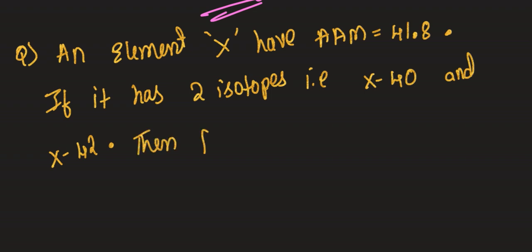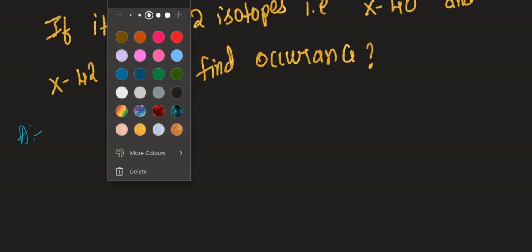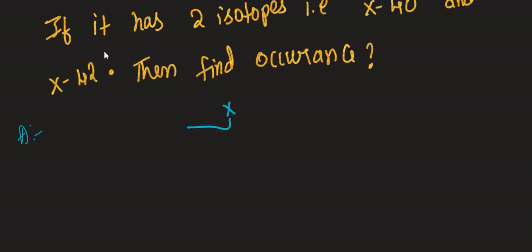Then find the occurrence. Occurrence, or you can say abundance, both are the same. Let me give a small example here. There is an element X. What is the element they have provided in the question? There is an element X. It has a total of two isotopes. What are the two isotopes they have provided? X40, and the other one is X42.